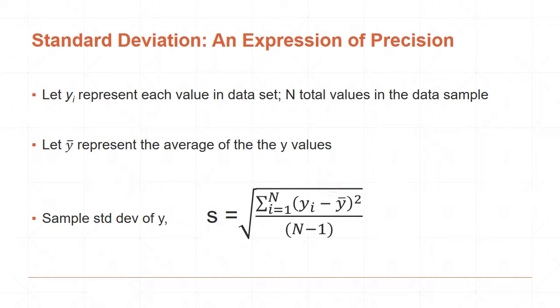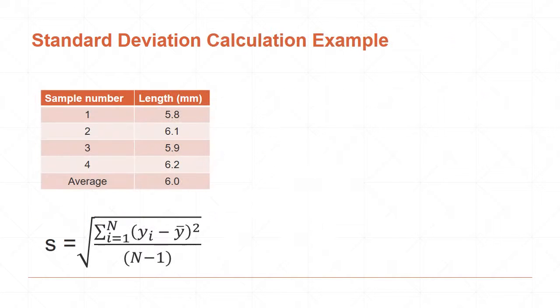So let's see how this kind of complicated equation would work. All right, so let's look at a real live example. This is 4 length measurements that I've measured. So these length values represent my y values. I have 4 of them: 5.8 millimeters, 6.1 millimeters, 5.9 millimeters, and 6.2 millimeters. This would represent y1, y2, y3, and y4.